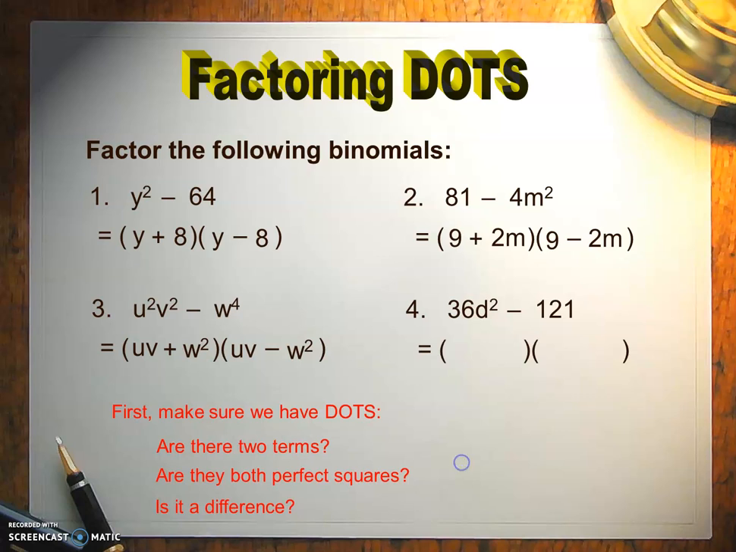Next one, square root of 36d squared. So you square root the 36 and the d squared, and you're going to get 6d for both of those. And you square root the 121, which is 11, with a plus and the minus. So you can see you're going to have to know your perfect squares.